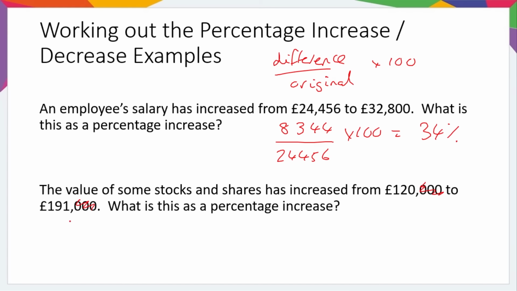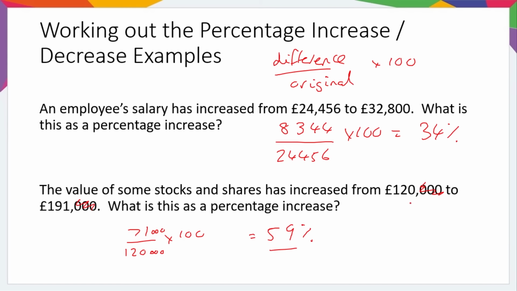I mean, you can keep them in if you want, but 191 minus 120 is 71. What was it originally? It was 120 before it was increased. And as long as I'm consistent with my ignoring of those 3 zeros, we're fine here. So 71 divided by 120 times 100 tells us that that is a 59% increase. If you want to put the zeros in, then that's going to be a difference of 71,000 divided by 120,000, but it's still going to work out 59%.